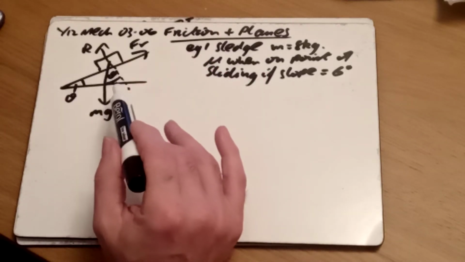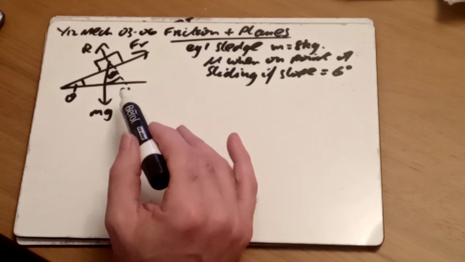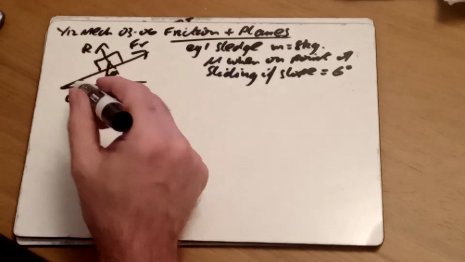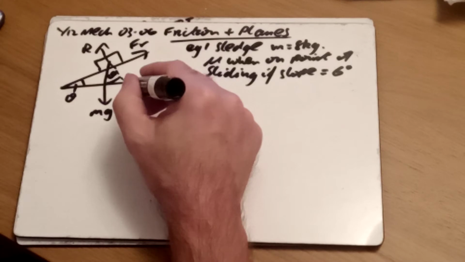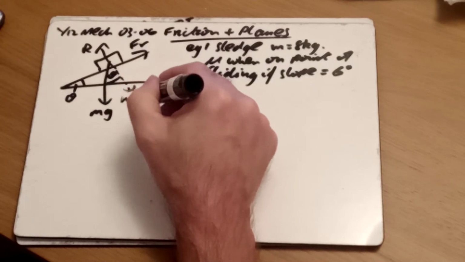If we look at the limiting situation where it's just on the verge of going down the plane, we'll see what we can find out about mu. Now, as before, if that's theta, that's 90 minus theta. I've got theta here. Why is that useful? So that I can do this one: mg cos theta.